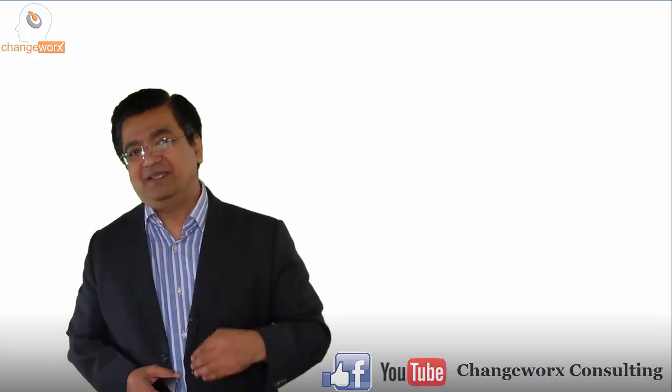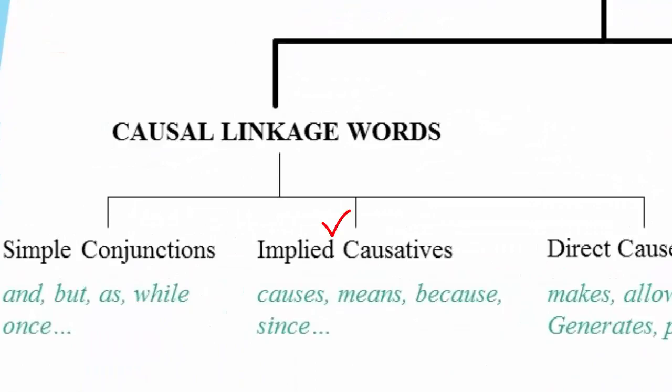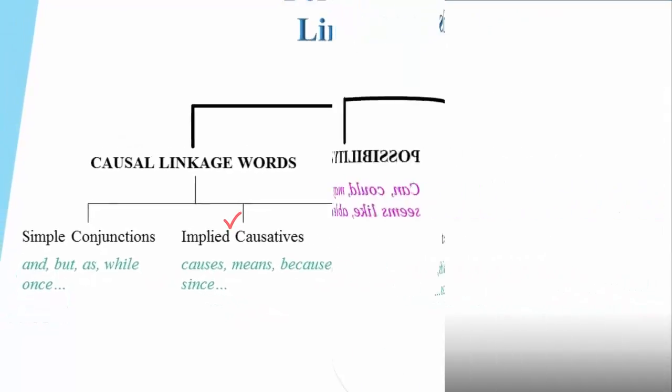Let's move on. The next category of causal linkage words is called implied causatives. These are words that introduce a medium binding strength or coupling strength by implying that one part of the linguistic argument causes the other part to occur. Words like cause, means, while, because, makes are simple examples of these kind of words.